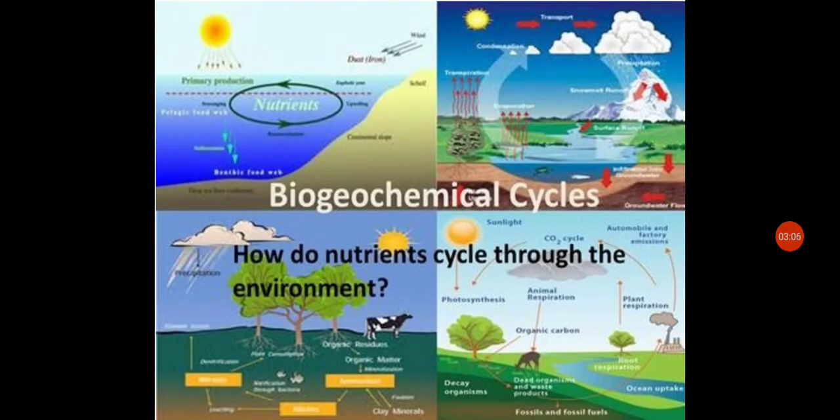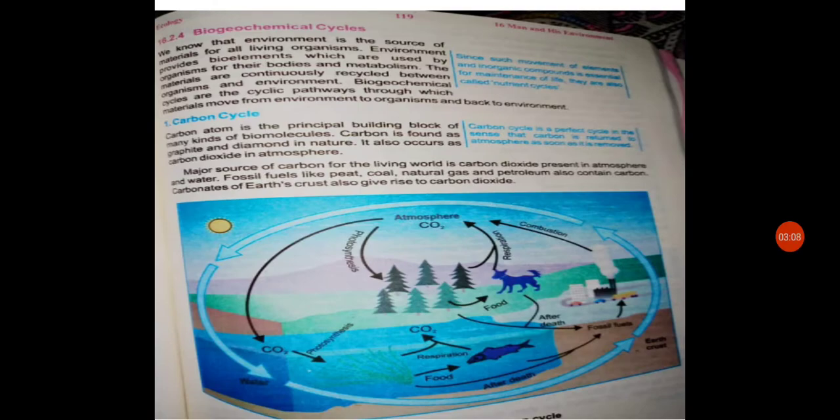Biogeochemical cycles. We know that the environment is the source of materials for all living organisms. The environment provides bioelements which are used by organisms for their bodies and metabolism. The materials are continuously recycled between organisms and the environment.